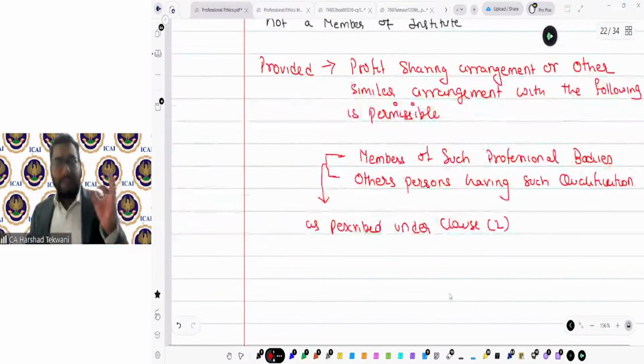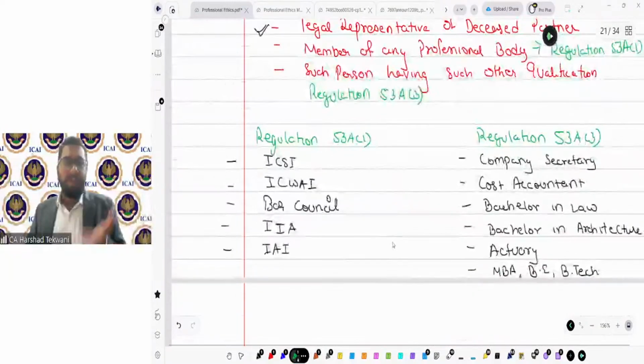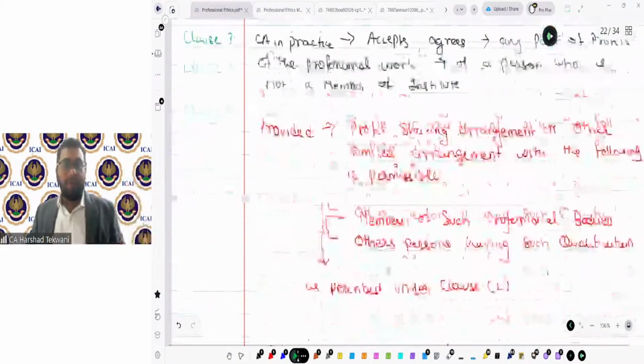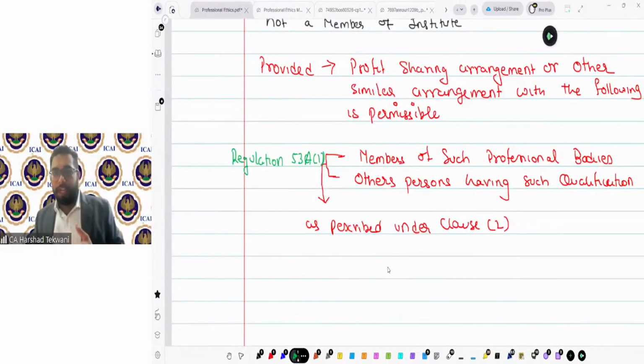Now, if you see, as prescribed under clause 2, members of such professional bodies are prescribed under clause 2. That is simply Regulation 53A1: ICSI, ICWAI, Bar Council, IIA or IAI. Okay, 53A1. So they have allowed professional bodies specified in 53A1. Okay, for clause 3 also.